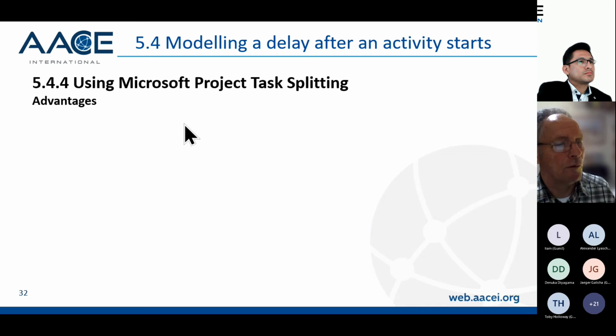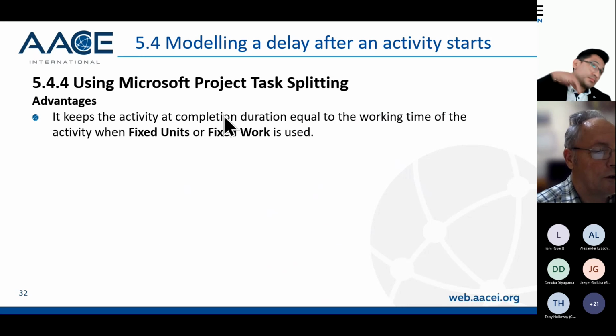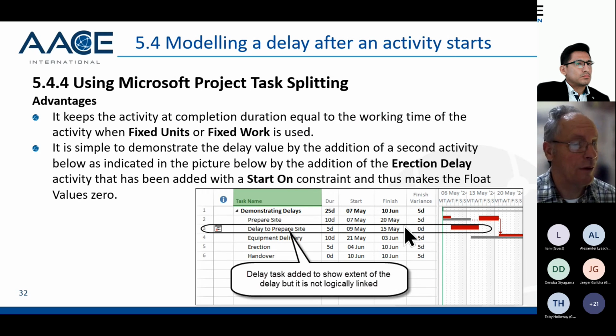So when you use task splitting, the advantage is it keeps the activity at completion duration equal to the working time if you use fixed units or fixed work. Also, if you want to, you can add a second task underneath. It's simple to demonstrate the delay value by adding a second activity. So I've got an activity underneath the split activity, demonstrating the delay duration of 5 days.